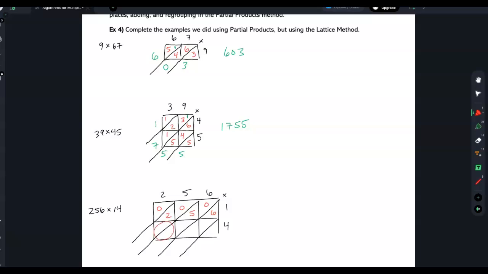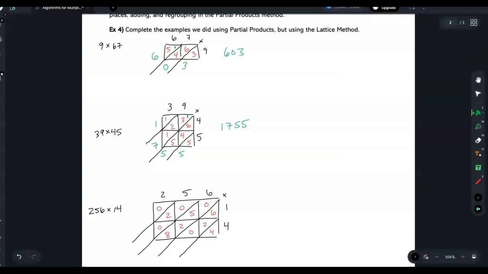I'm going to go ahead and do this one next. 2 times 4 is 8. So I'm going to put that in as 08. 5 times 4 is 20. So I'll put that in as 2 and then 0. And then this one, 6 times 4 is 24. So that's going to be a 2 and then a 4.